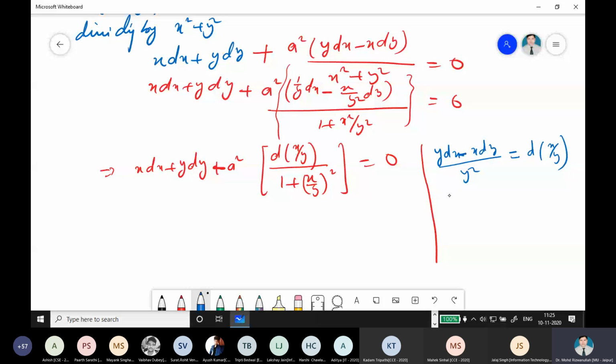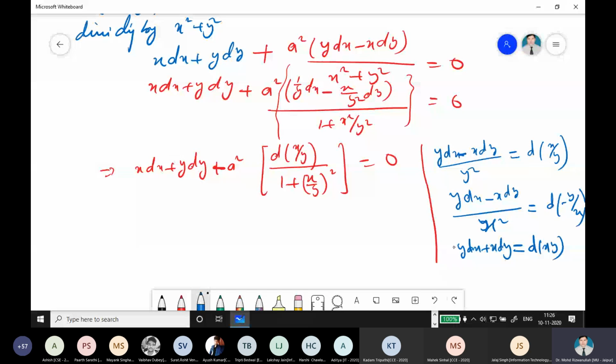Suppose I'm writing here (y dx minus x dy) upon y square. This will be equal to d of minus y by x. Directly we can write it. Similarly, if we have the formula y dx plus x dy, this will be directly written as d of x into y. So you cannot integrate it like this, but you can integrate it like that, because directly you get the integration, and differentiation and integration are inverse to each other, and you'll get xy here.